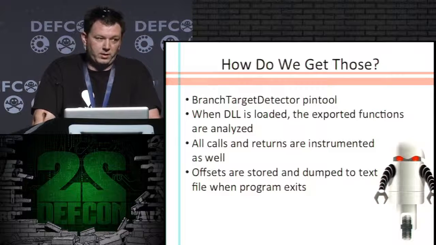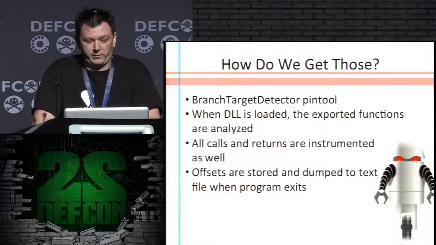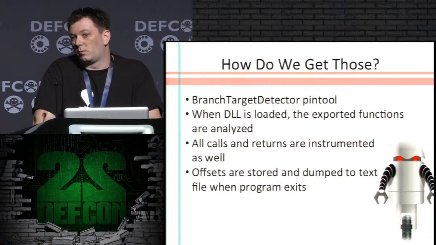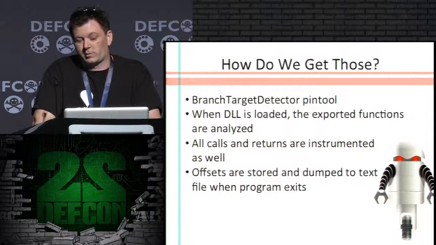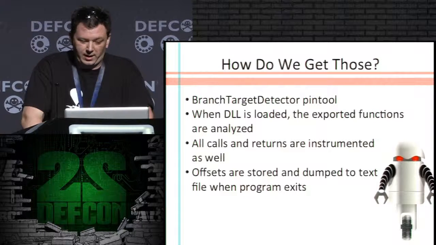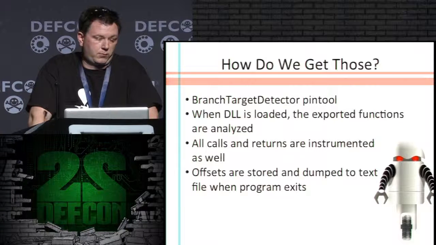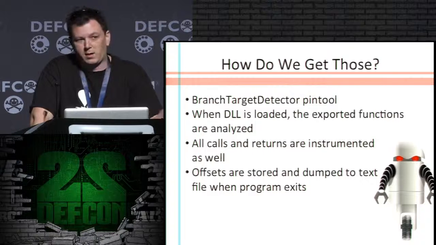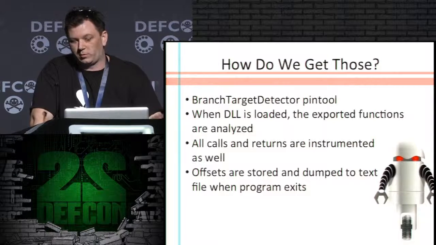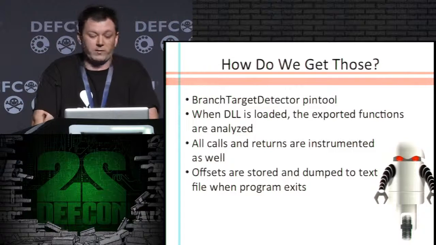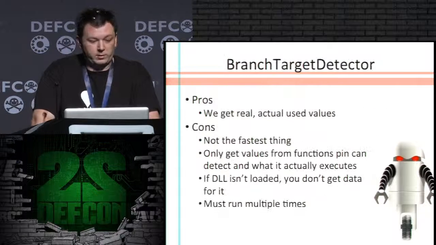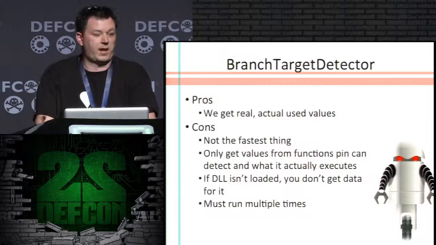Then, in addition to that, all calls and returns are instrumented on the instruction level. This is because when you run a program, not every function is one of the exported ones. There's a whole lot more, and so we need to get access to those. Then these offsets are stored when the program ends and dumped to a text file. There's some post-processing that goes on afterwards to add them to the whitelist and make sure that you don't have any duplicates. So this is really good in the sense that we get real, actual used values.